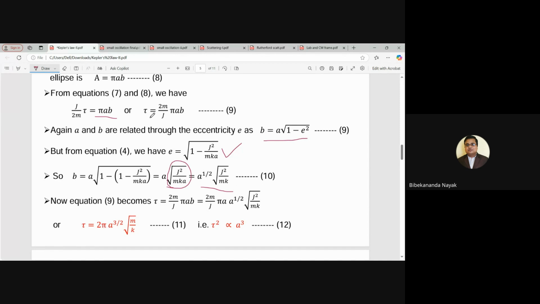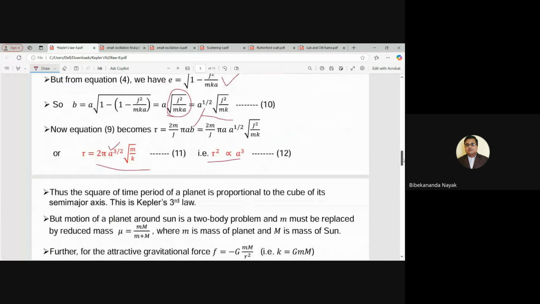So tau is equal to how much? Putting the values of A and B, we find 2m pi AB. In place of B, put this. So it becomes A into A to the half, A to the 3 by 2. So the final expression is tau squared proportional to A cubed, or tau proportional to A to the power 3 by 2. This is Kepler's third law. Clear? Yes, sir. The square of the time period of a planet is proportional to the cube of its semi-major axis.